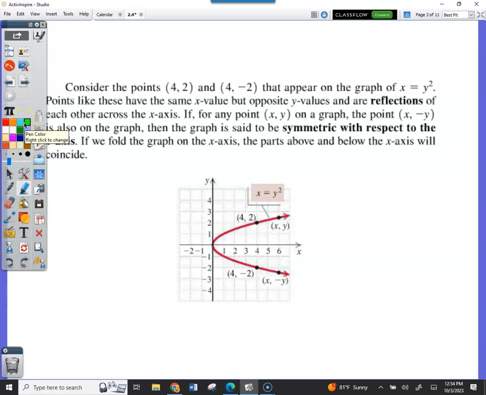Let's take your highlighter and let's highlight where the x-axis is.